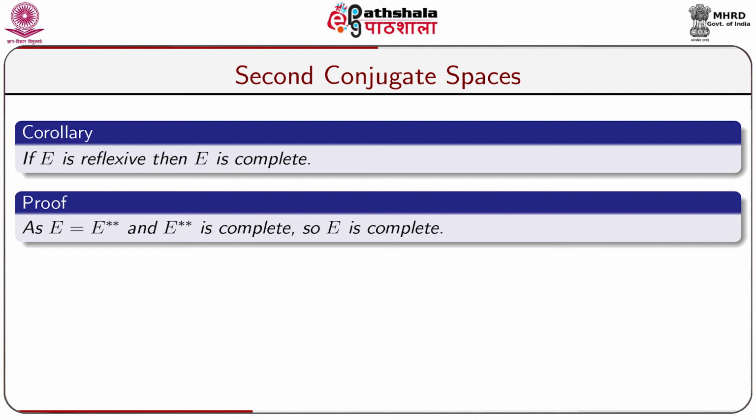In this connection, we take a corollary. If E is reflexive, then E is complete. That means, if E is a normed linear space, then its first conjugate space E star is complete. If we take its another dual, we see that E double star is again complete. As E is reflexive, so E equals E double star. As E double star is complete, so E is complete.